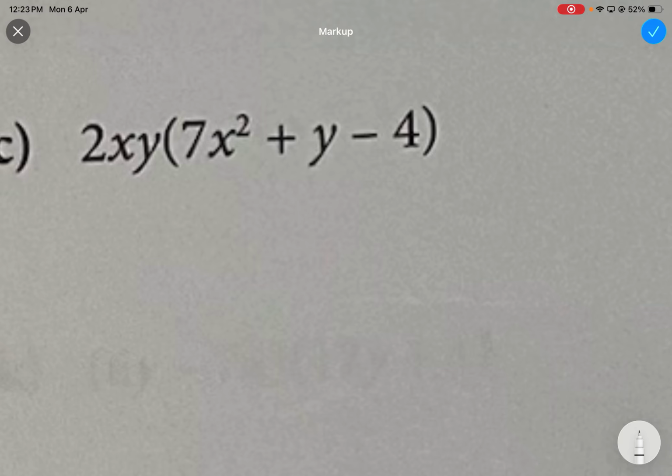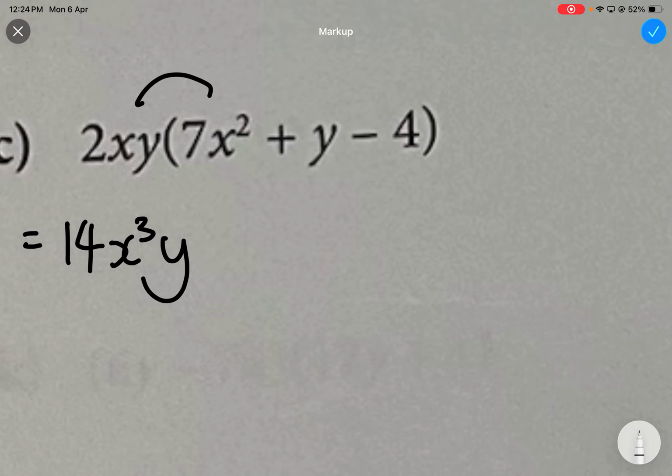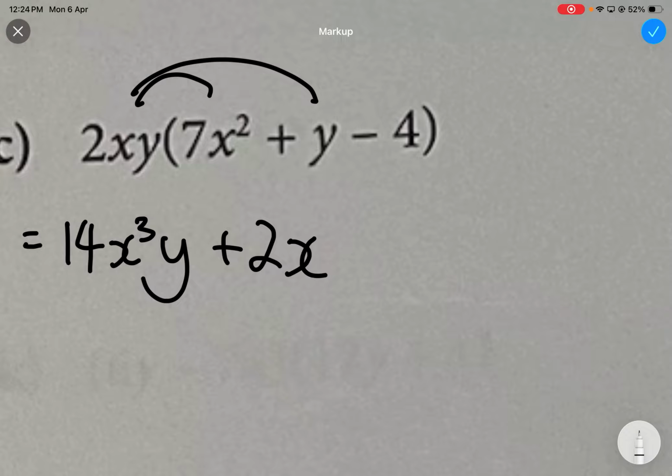Okay. When I have three terms inside my bracket, that means my 2xy needs to multiply all three terms. So my 2xy multiplies 7x squared. 2 times 7, 14. X times x squared, x cubed. Then I still have to multiply the y. Then my 2xy needs to multiply y. Positive, positive, positive. 2x, then y times y. So can write as y squared.